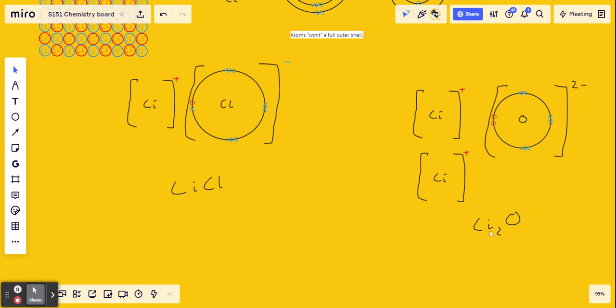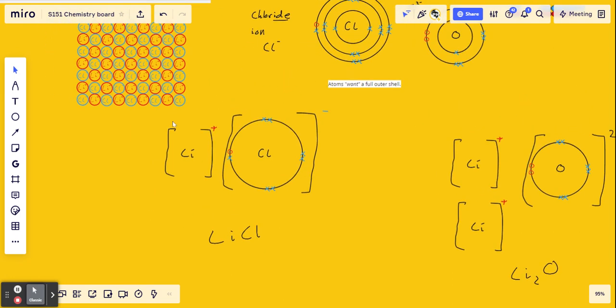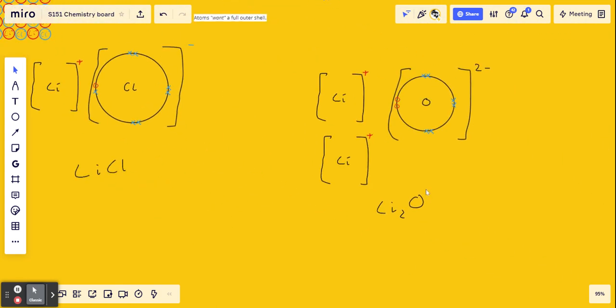And so really, when I put Li2O or LiCl, what I'm actually saying is the ratio of lithium ions to chloride ions. So if I took a load of lithium chloride, like the one above, I'm saying there's a 1-to-1 ratio of the ions, whereas if I took a load of lithium oxide, then within that structure there's a 2-to-1 ratio of lithium and oxygen.